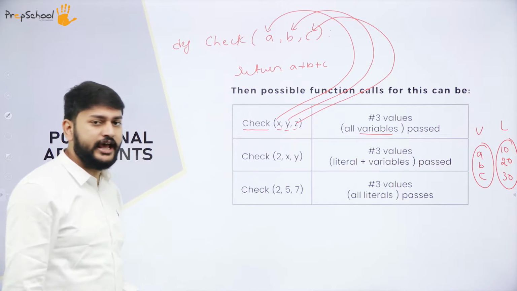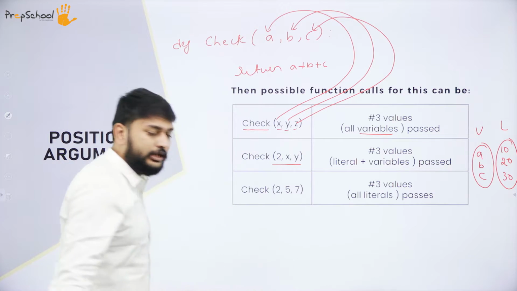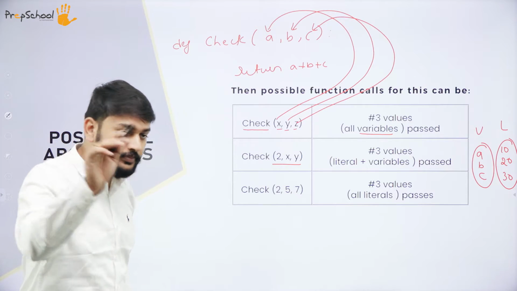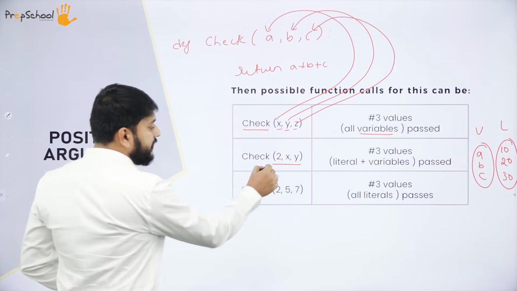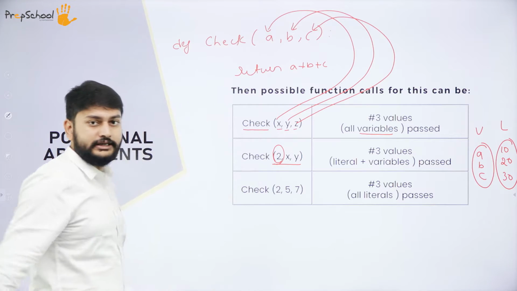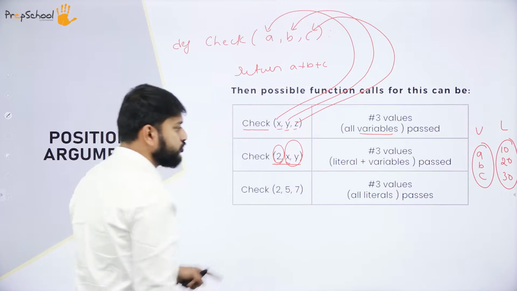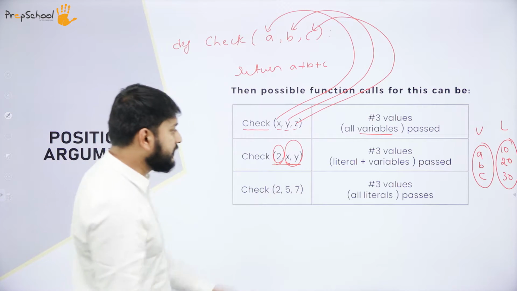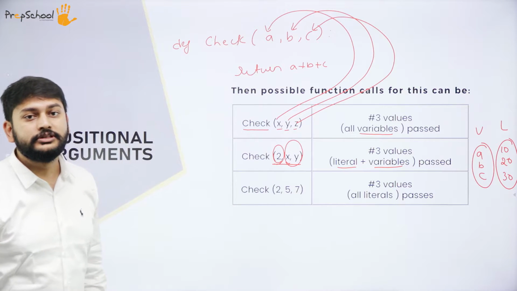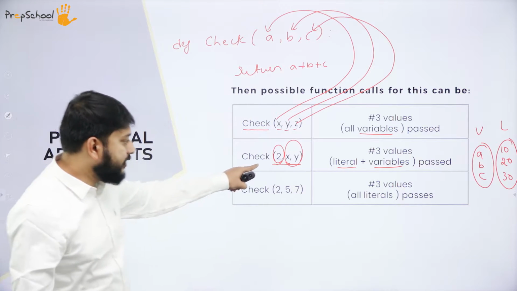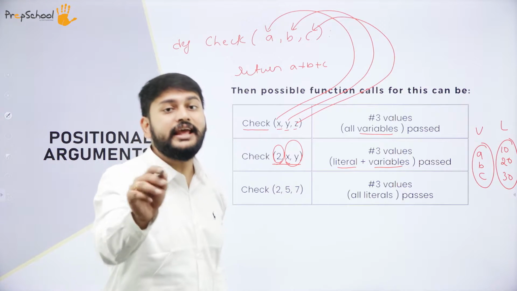Let's take a second scenario. In this scenario, how many variables and how many literals do I have? Please understand. I have one literal, that is 2, and I have two variables. That is what I have given here. So literal plus variables. I have one literal and two variables in the second example.